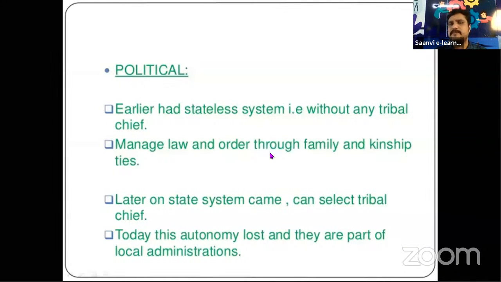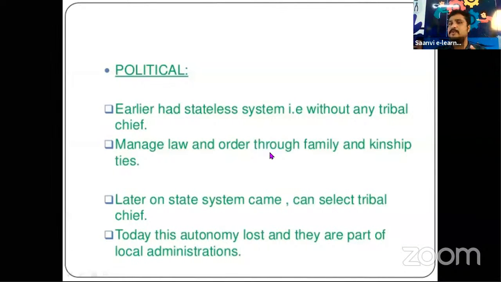Yes. A head of the village we call Panch, the person who looks after the village. And later the state, the king, could select a tribal chief. Later they selected a person as a chief. And today this autonomy is lost and they are part of local administration. At present, they are also under the democratic system. They have elections. Many different activities are going on in the tribal group. And now they have a chief like a Sarpanch, head of the village.